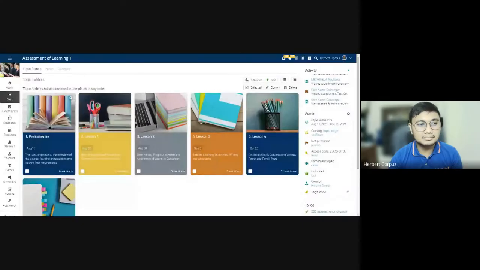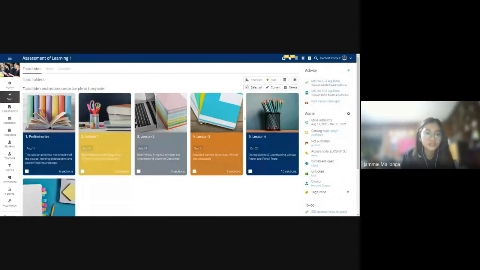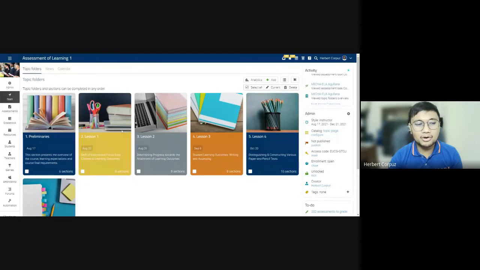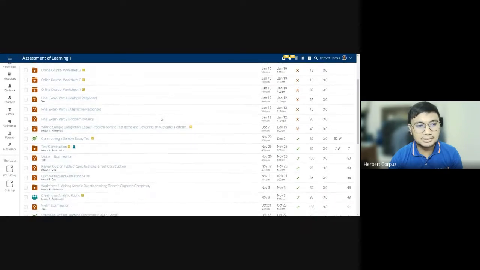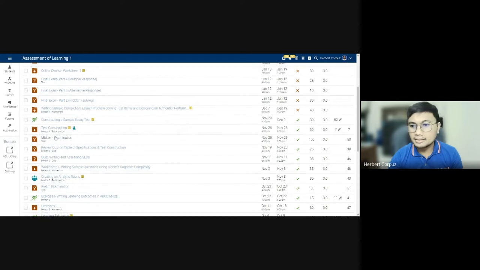Basta make sure that everyone will contribute something, ha? Yes, sir. Pwede kayong gumamit ng forum ulit to discuss para makita ko kung talagang nag-discuss kayo. You can make use of the forum again. Okay, saan yun? Construct ito.